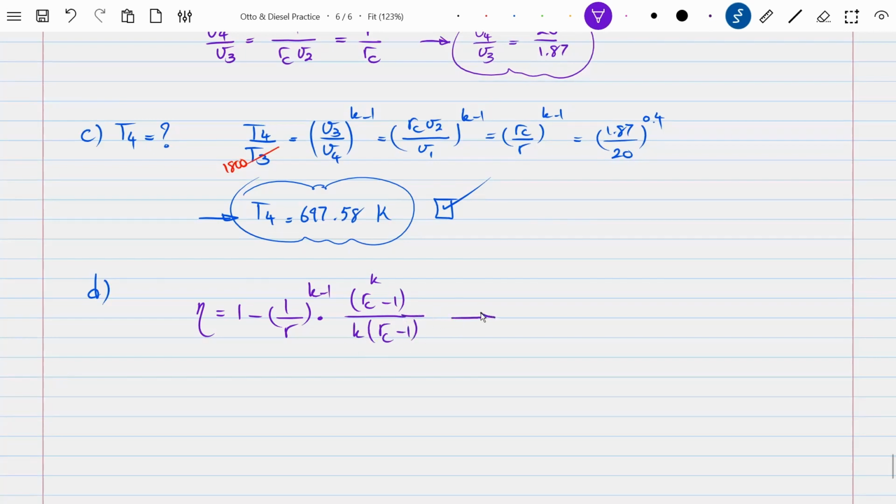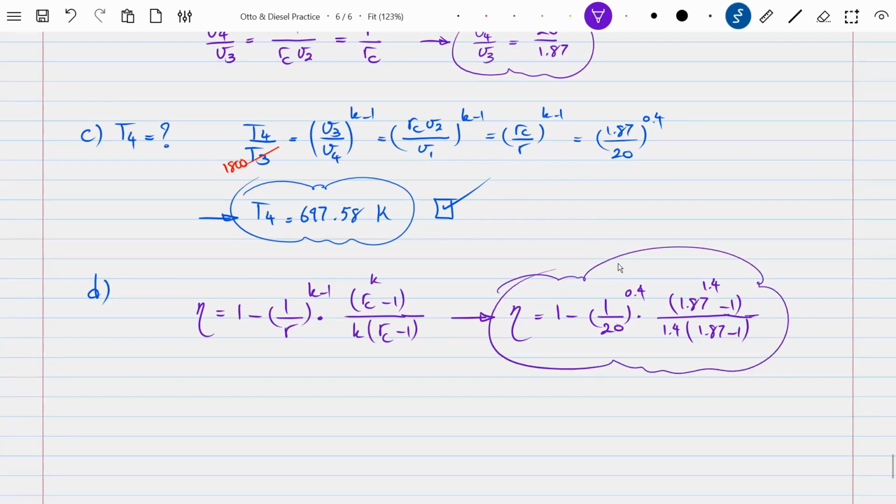So in this problem, if we are interested, then the efficiency is going to be 1 minus 1 over 20 raised to 0.4 times 1.87 raised to 1.4 minus 1 over 1.4 times 1.87 minus 1. Again, I have not done the calculation on a calculator, but I can trust you with doing the numbers and getting an efficiency for this engine.